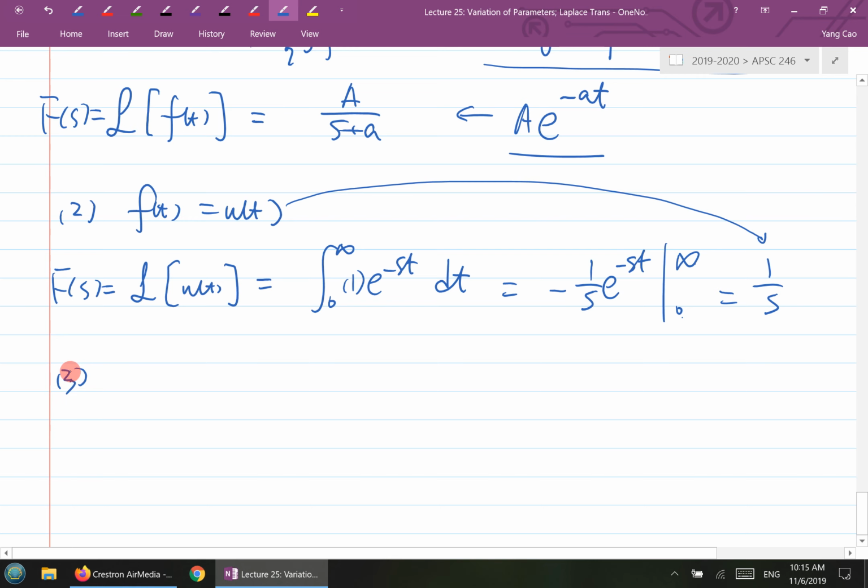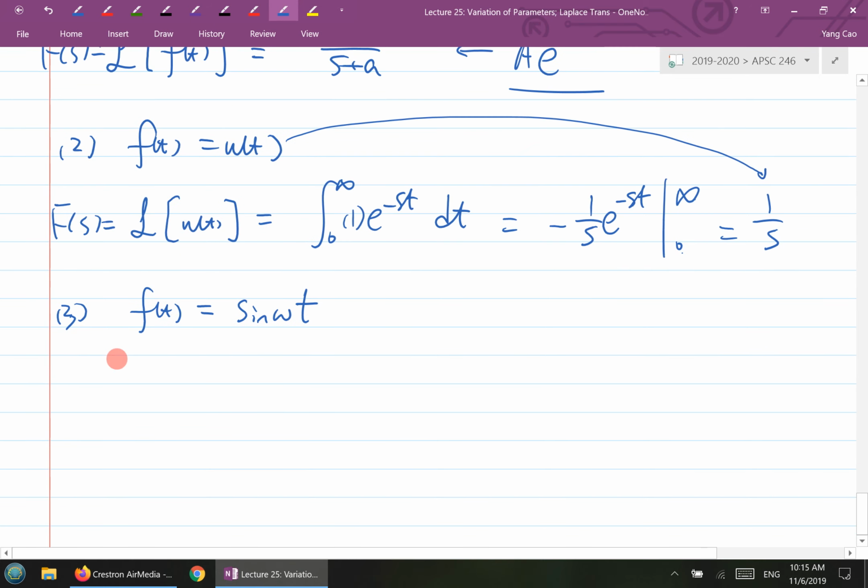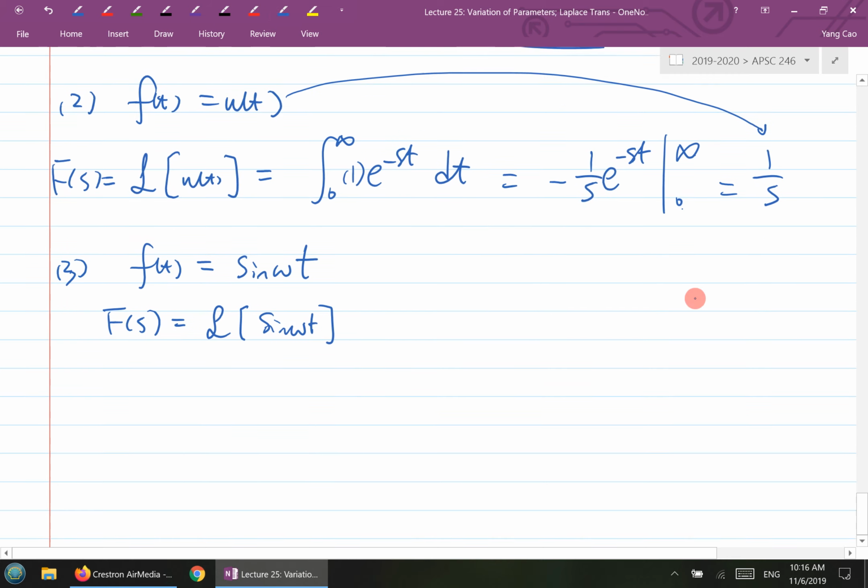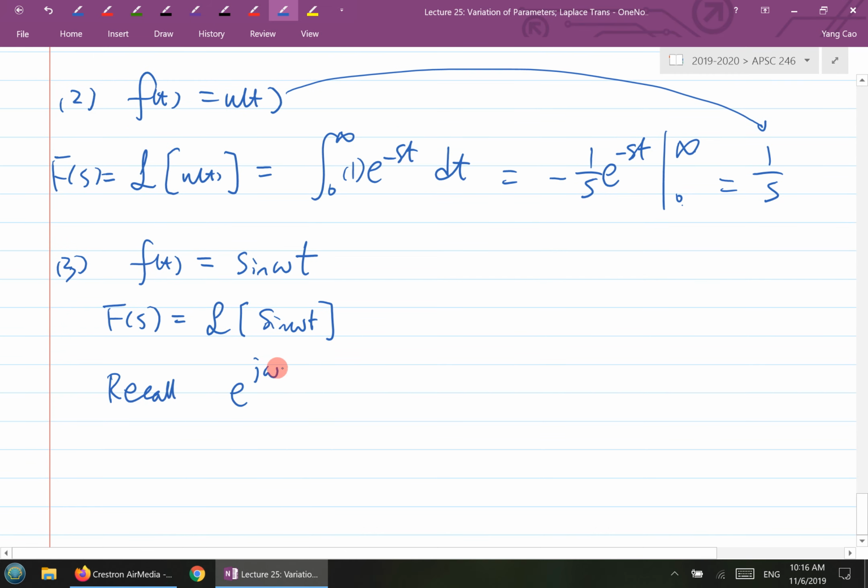So I will show you a couple more, but not all of them. Let's look at f of t equal to sine omega t. What will be the Laplace transform of this function? Now in this one, I'm not going to use the formula. I'm going to use the results that we have just derived to obtain the solution here. If you recall Euler's formula, e to the power j omega t equals cosine omega t plus j sine omega t.